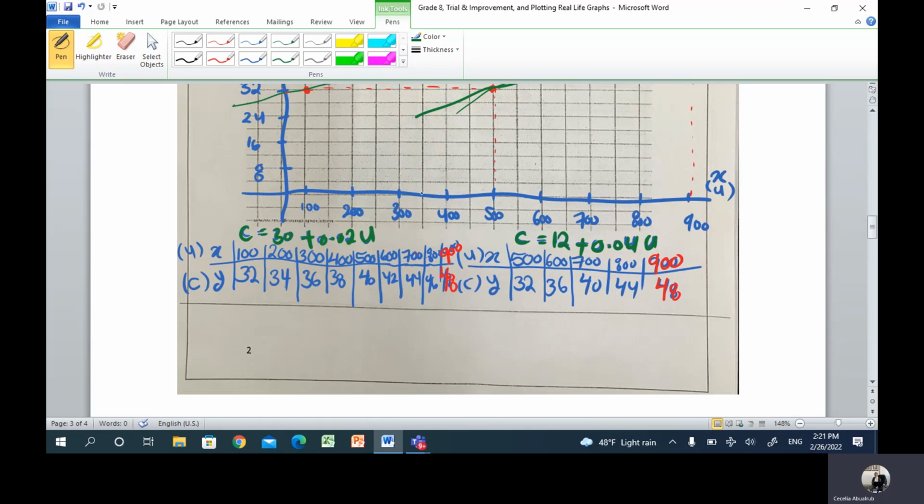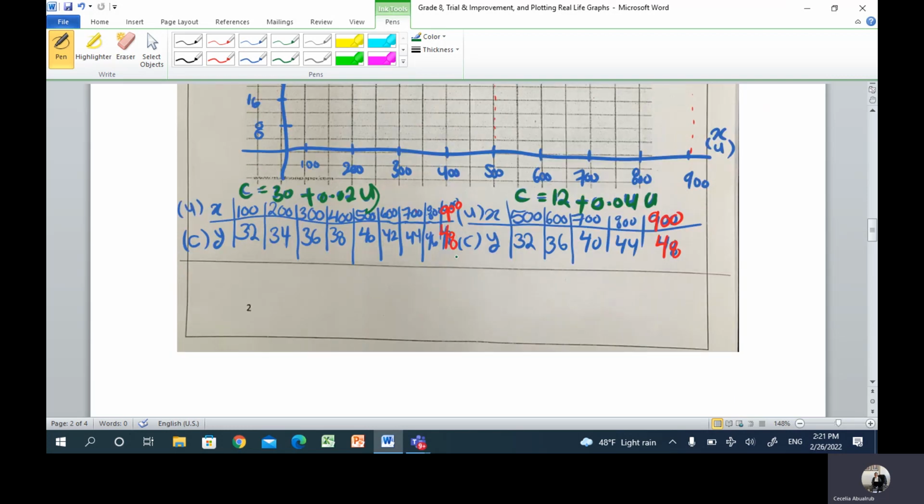Using the tables, when we substituted smartly the values of x, which is u here, in both equations, we found that if we substitute x, which is u, as 900 in both equations, we end up with a y, or a cost, of $48. This means that the solution of the two simultaneous equations is when x or u is equal to 900 and c is equal to $48.